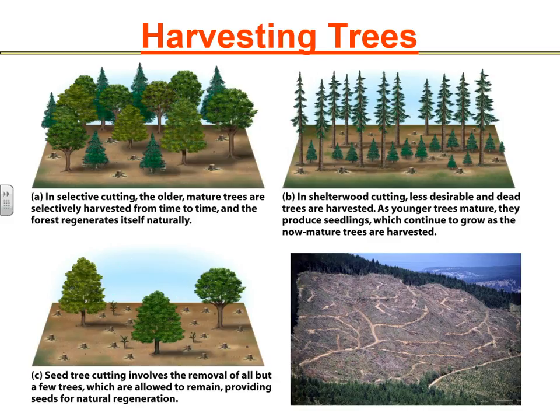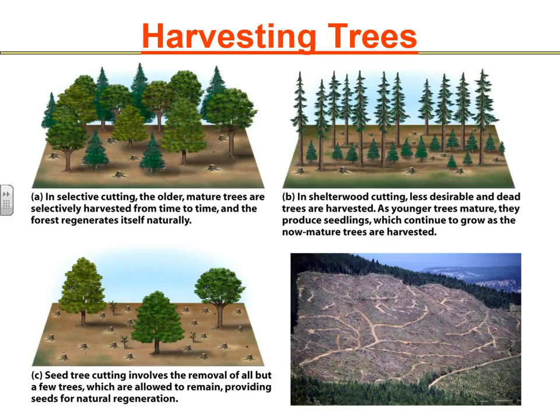The next one we talked about is shelter wood cutting. It says less desirable and dead trees are harvested. As younger trees mature, they produce seedlings which continue to grow as the now mature trees are harvested. So for this one, remember it's over a period of time. We're thinking like decades. You can see that you have even aged trees, like all the tall mature trees, and then we have a set of younger trees. So if you had to identify in the picture, you can see that it's very different from the other three. It's better for the timber company than, say, selective cutting, and it's just slightly worse for the environment because we are removing a significant number of trees.